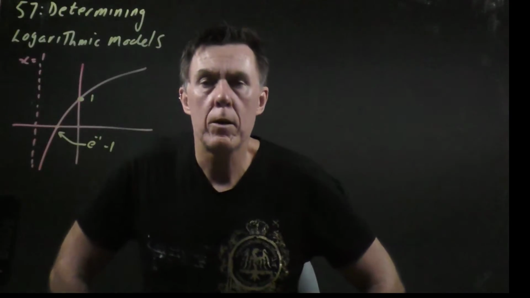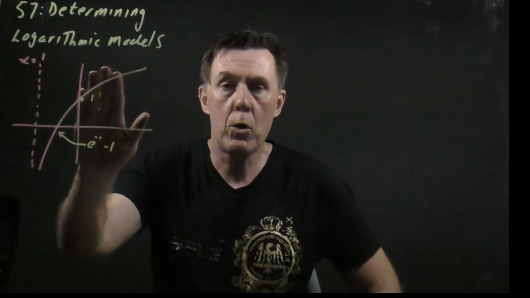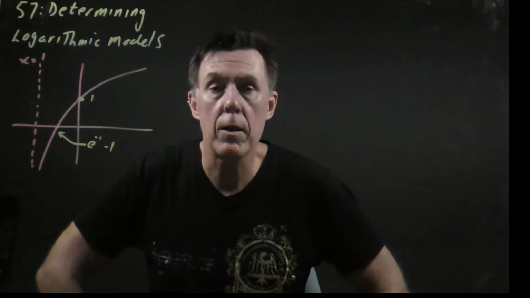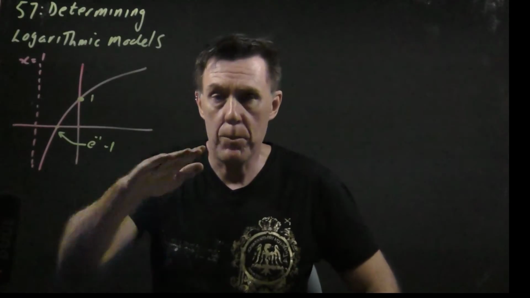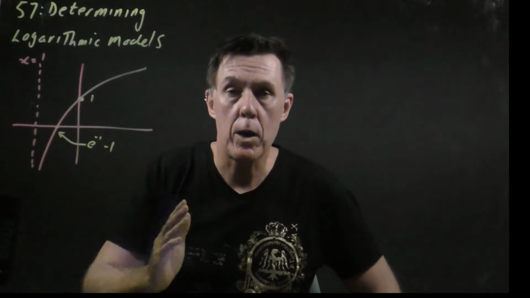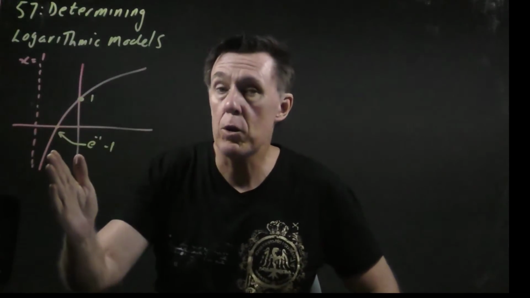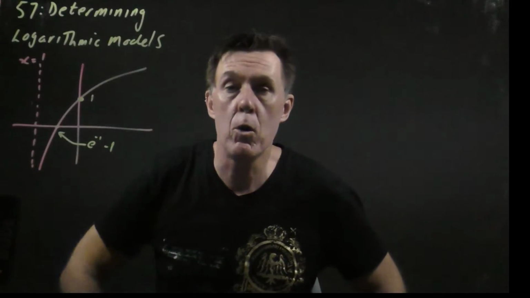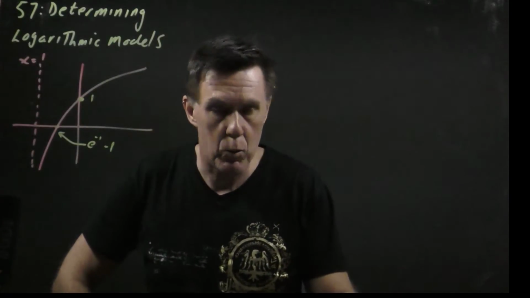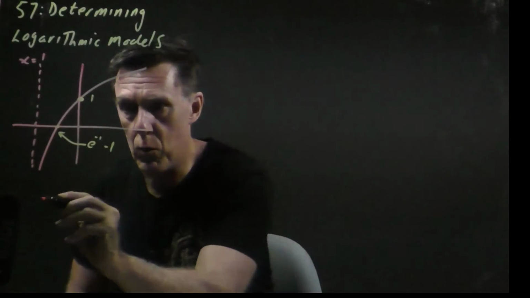Now in this video we're going to determine models again, but this time of logarithmic models. We learned at the start of the last video that if a graph has a horizontal asymptote, you've got to have an exponential function. This time we have a vertical asymptote, so straight away that's our clue that we have a logarithmic function.